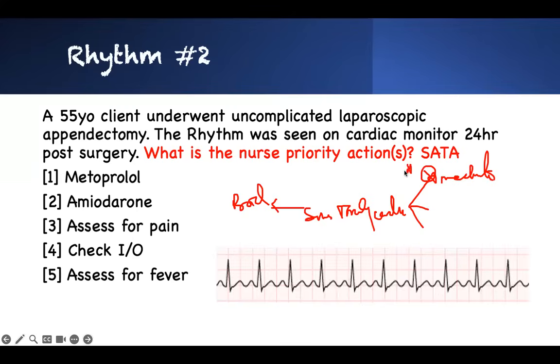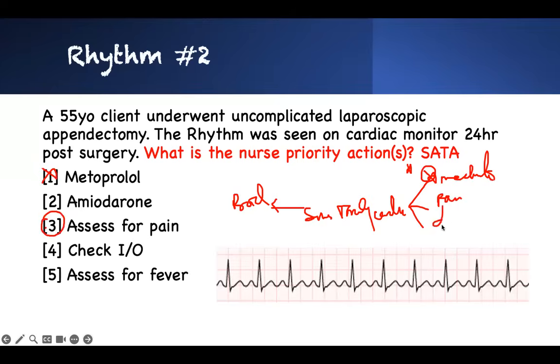The number one thing you do is find the source. What is causing the patient the problem? Therefore, medication is never an answer choice. It may be that this patient just had surgery. They may probably be in pain. So you assess for pain.